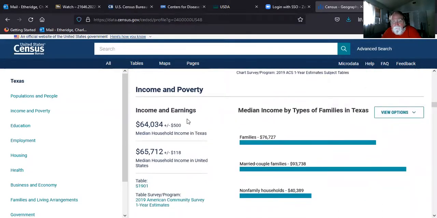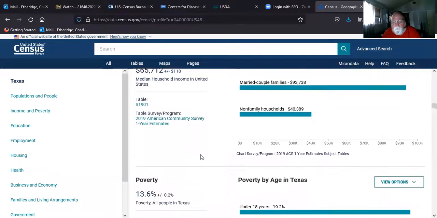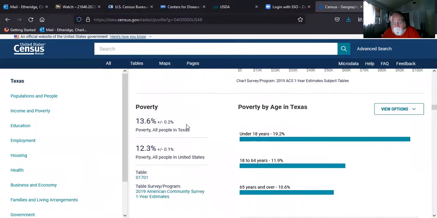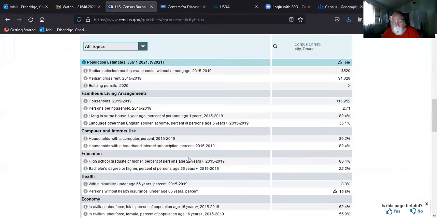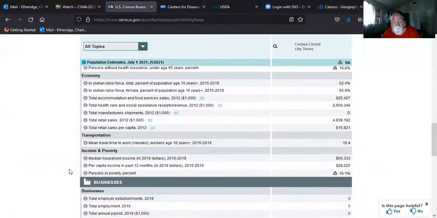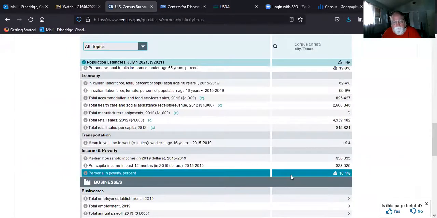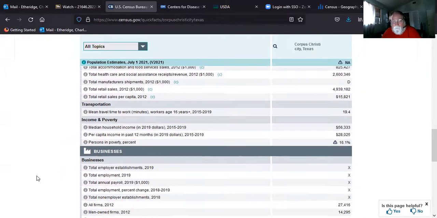So median household income in Texas is 64,000. Remember, it's 56 in Corpus, 65,000 in the United States. Poverty, 12.3% of people in Texas, 13.6% in the US. But what was it in Corpus? It's 16% as well. And if you get into kids, there's like 19%.